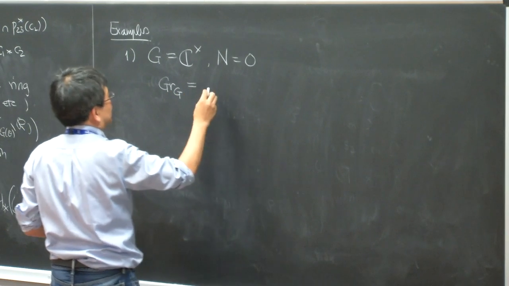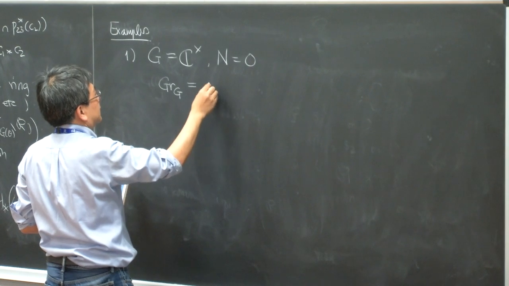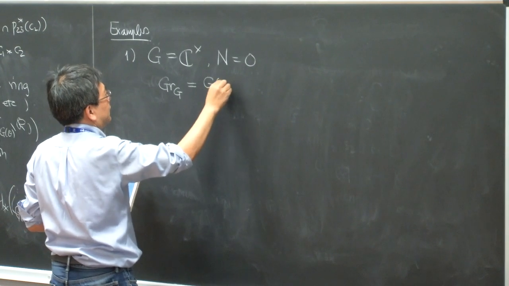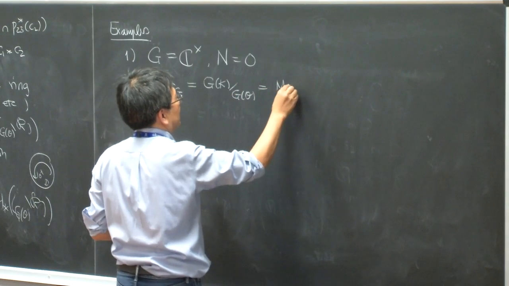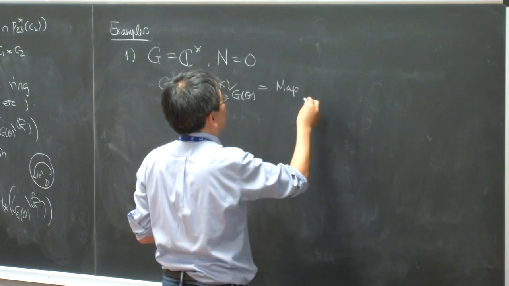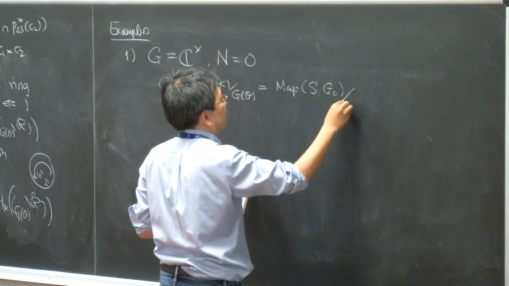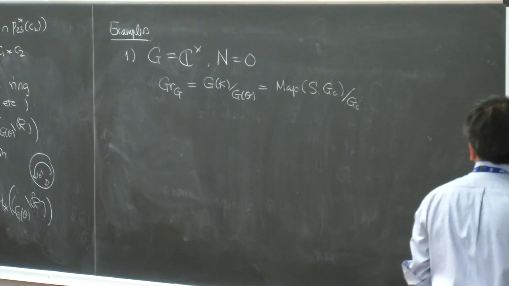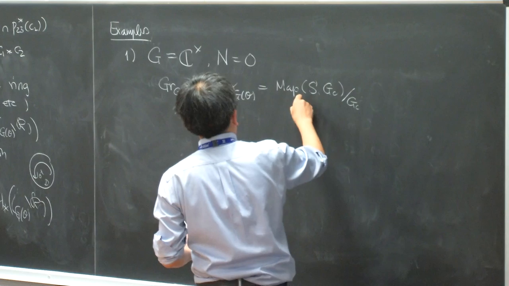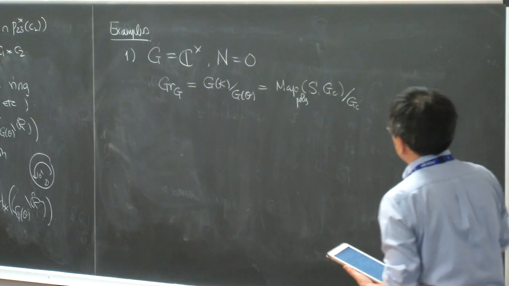So as I said, there are several ways, G(K) divided by G(O), but it is also mapped, S1 to G(C) divided by G(C), by a polynomial map.